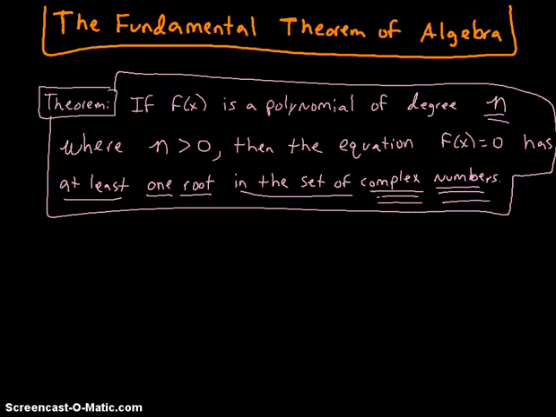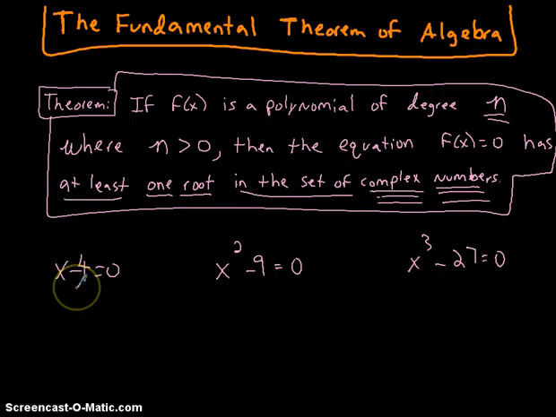It's a pretty dense statement. But basically what it says is this. If I gave you a polynomial such as x subtract 4 equals 0, or x squared subtract 9 equals 0, or x cubed subtract 27 equals 0, if I solve this equation, how many solutions would I have?